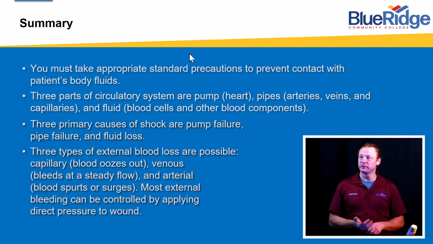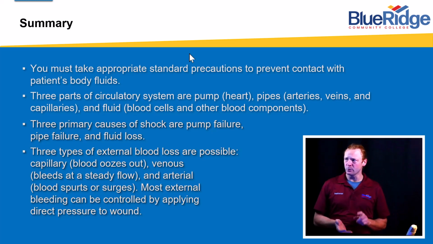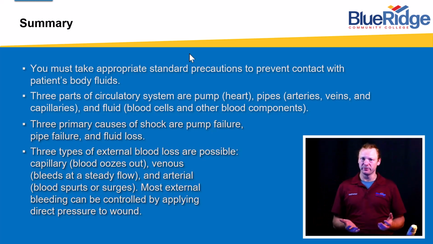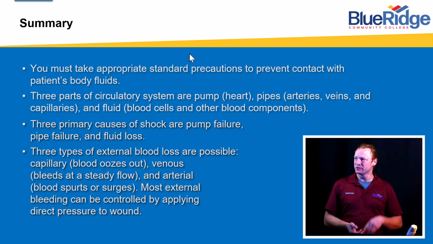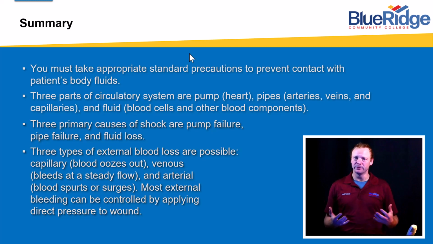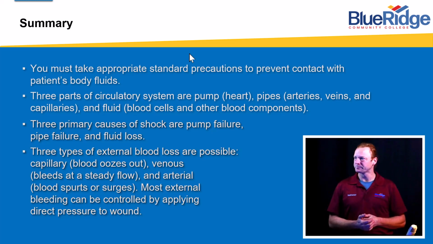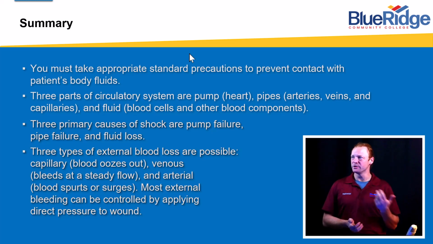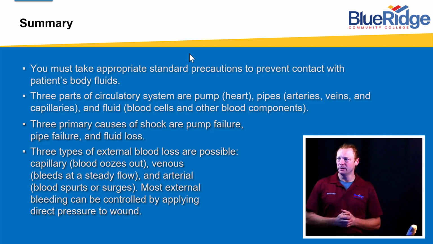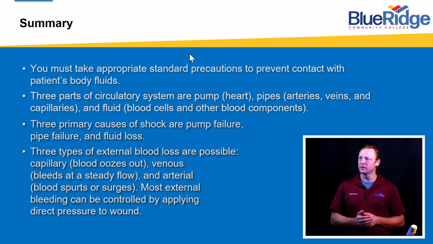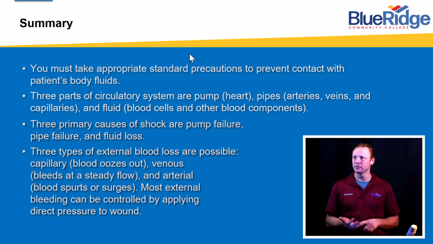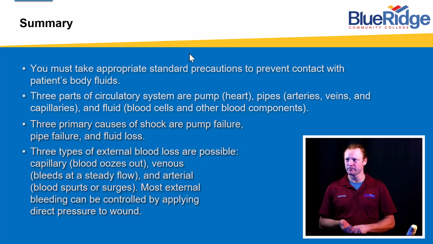There are three parts of the circulatory system. We have the heart, which pumps the blood. We have the pipes, which carry the blood. And then we have the fluid, which is inside the pipes and the heart, which carries our oxygen and nutrients around and removes the excess waste. Three of the primary causes of shock are pump failure, pipe failure, and fluid loss.